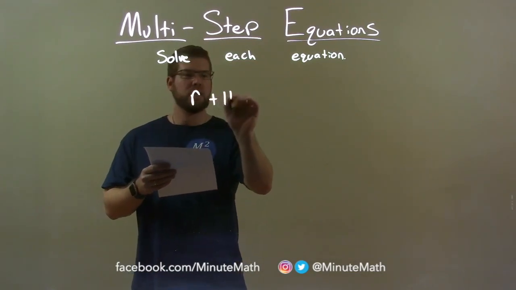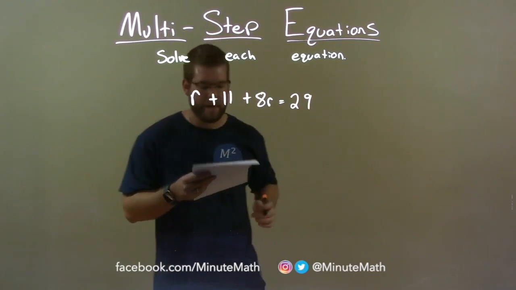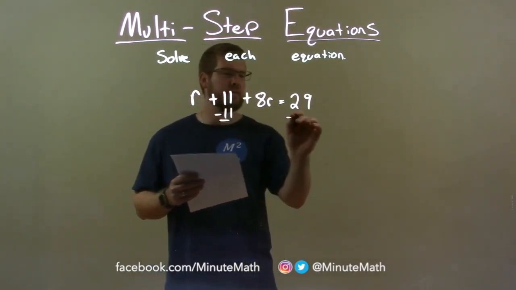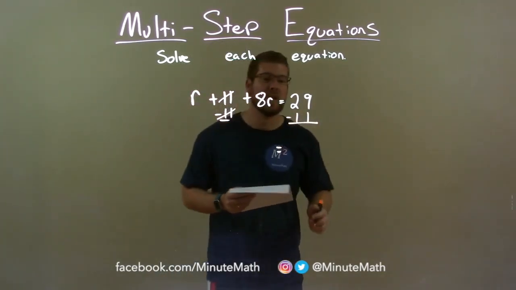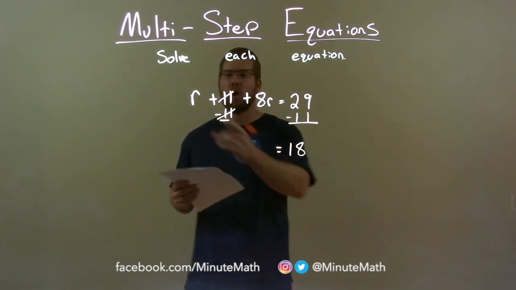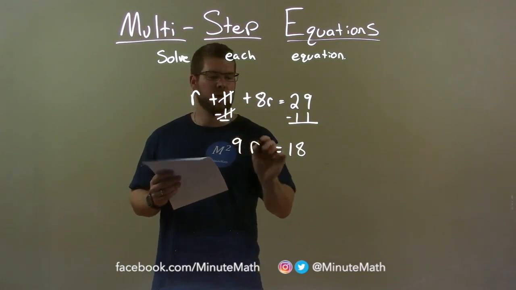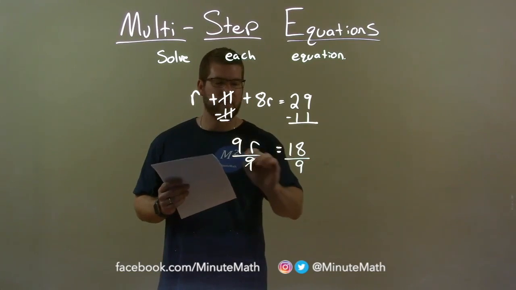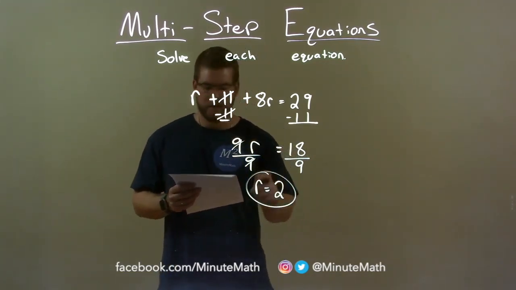r plus 11 plus 8r equals 29. Well, first thing I want to do here is I'm going to actually subtract 11 to both sides. 11 cancels on the left, and on the right, 29 minus 11 is 18. Now, r plus 8r, we can add those two together, and we're left with 9r, right? So we have a 9r here equals 18. Now, I divide both sides by 9 to get r by itself, and 18 divided by 9 is 2. And so our final answer here is r equals 2.